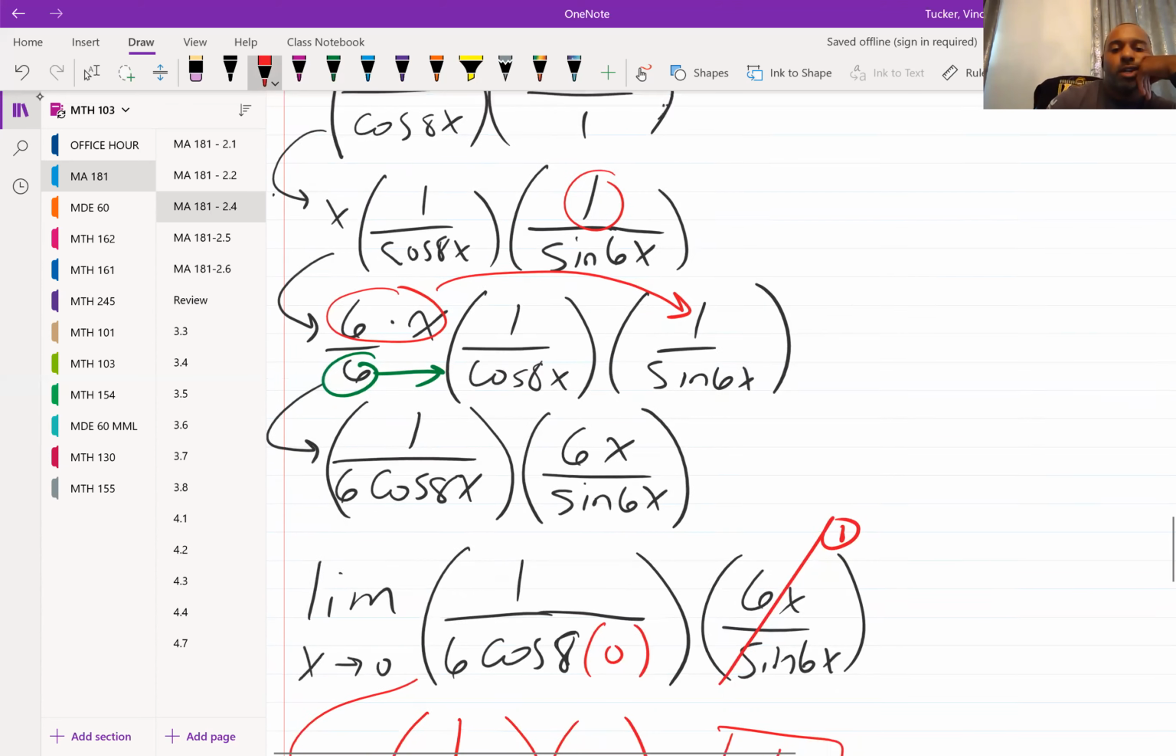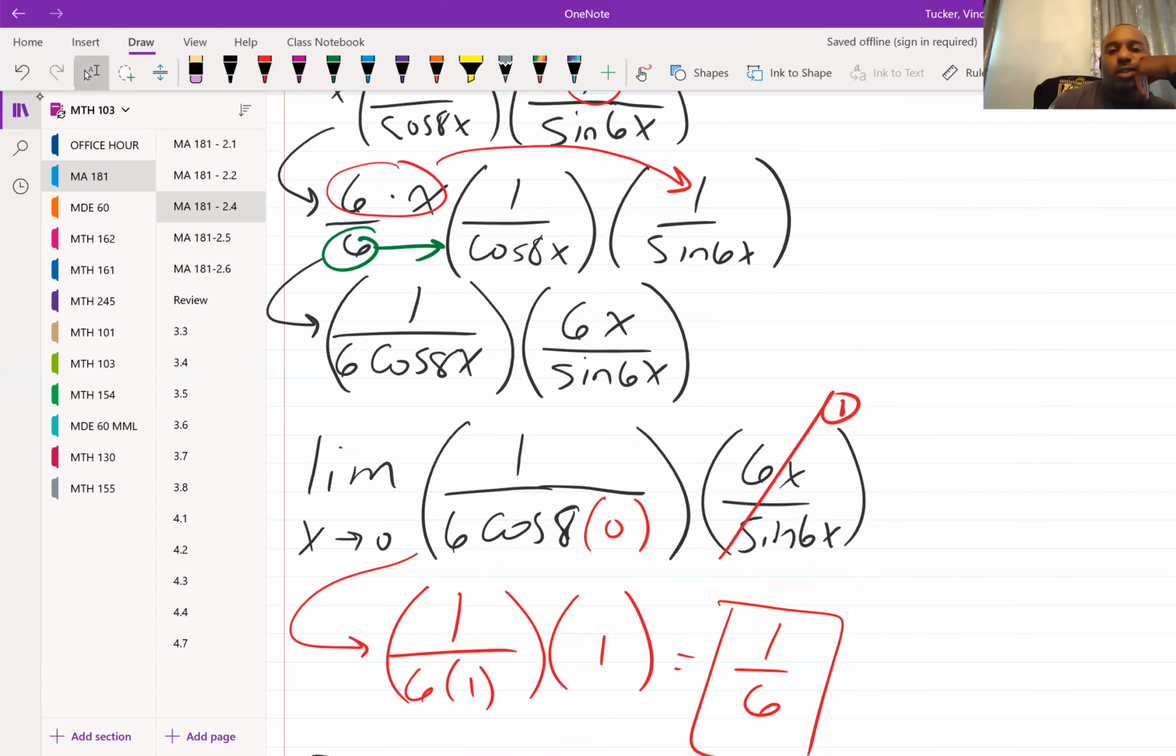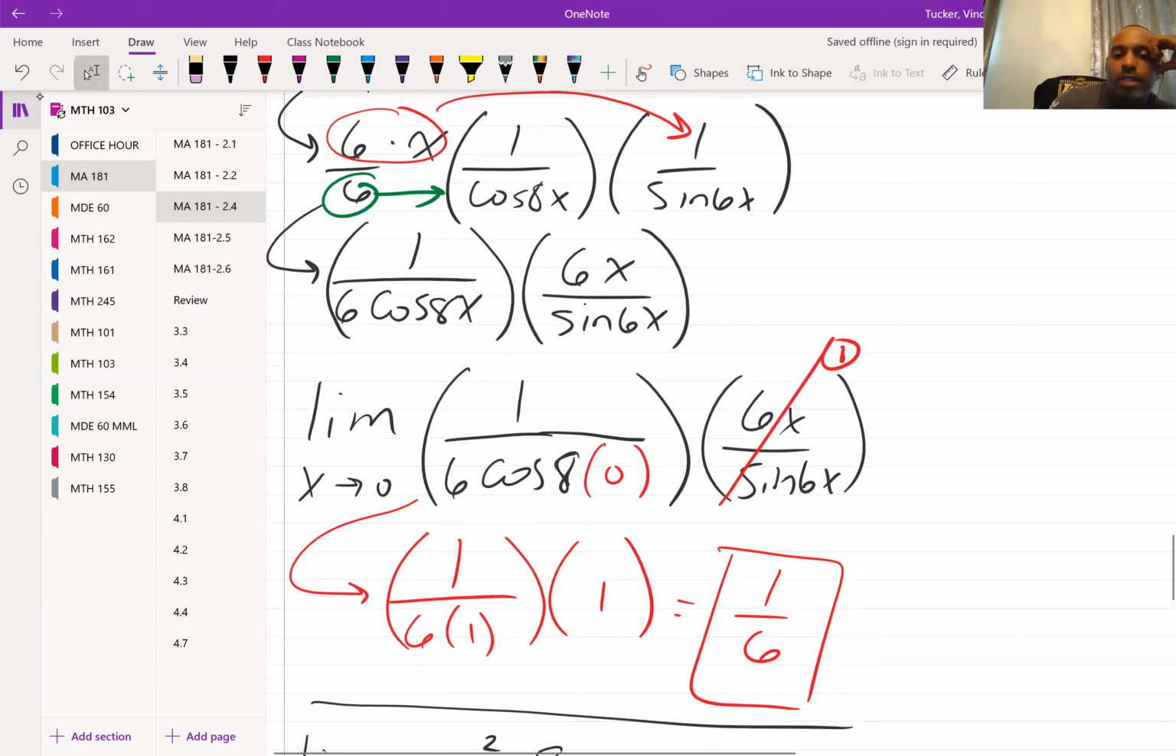All right. So we have 1/6, and then the cosine of 8 times 0, which is 0. Cosine of 0 is 1. So that's what we got right here, cosine of 0 is 1. So that'd be 6 times 1. And then we just said that this quantity turns into 1 when you apply the limit. So we have 1/6 times 1, which is just 1/6.